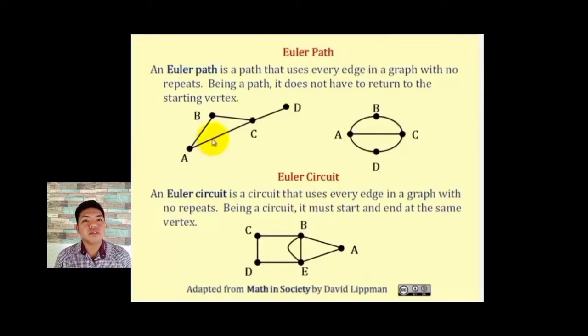An Euler path is a path that uses every edge in a graph with no repeats. Being a path, it does not have to return to the starting vertex. An Euler circuit is a circuit that uses every edge in a graph with no repeats. Being a circuit, it must start and end at the same vertex.